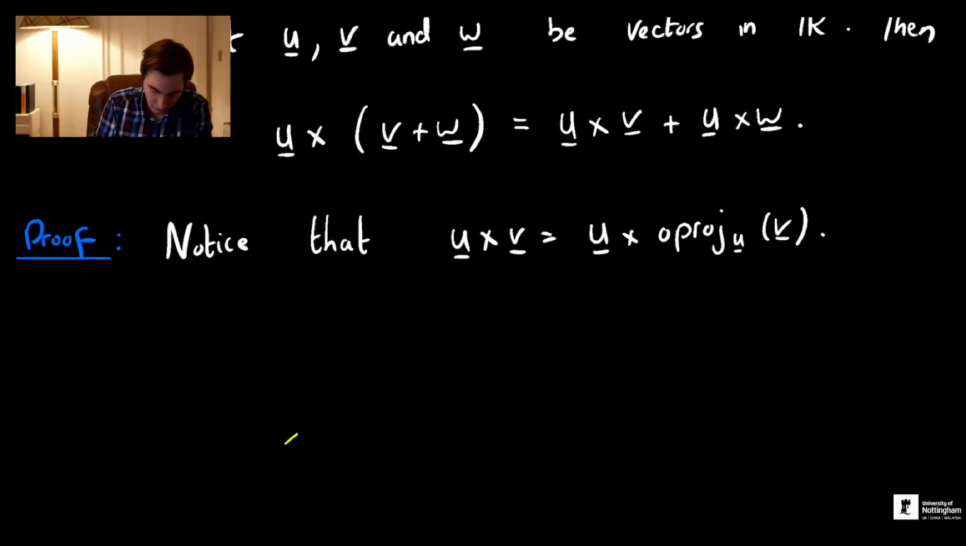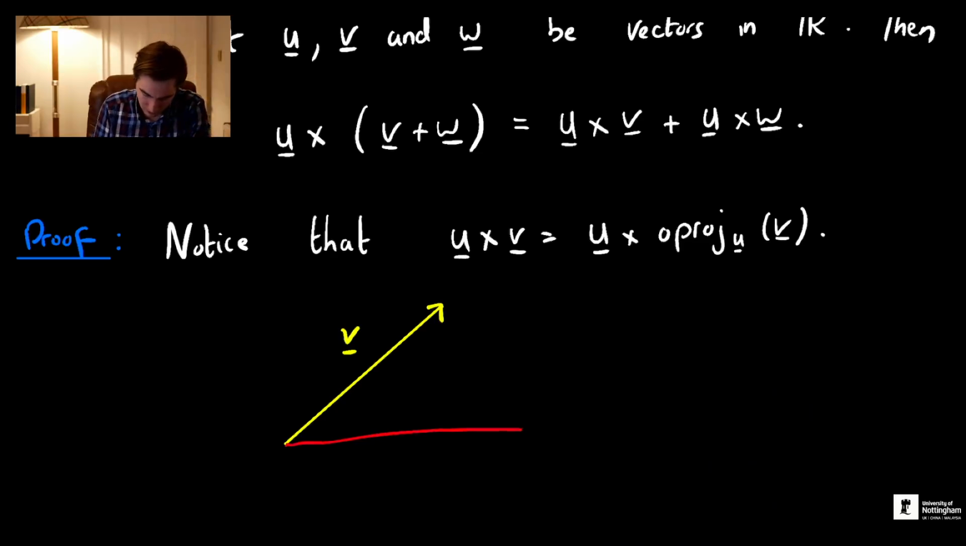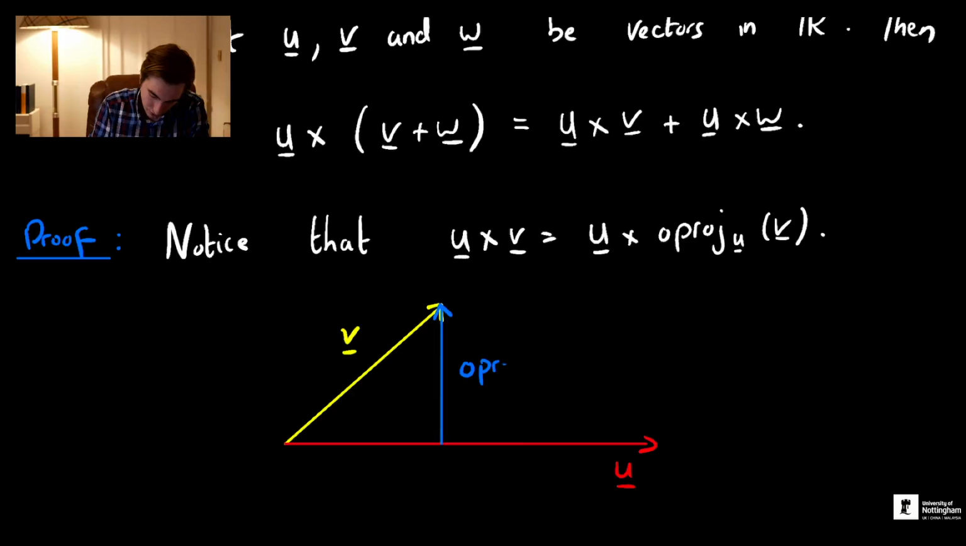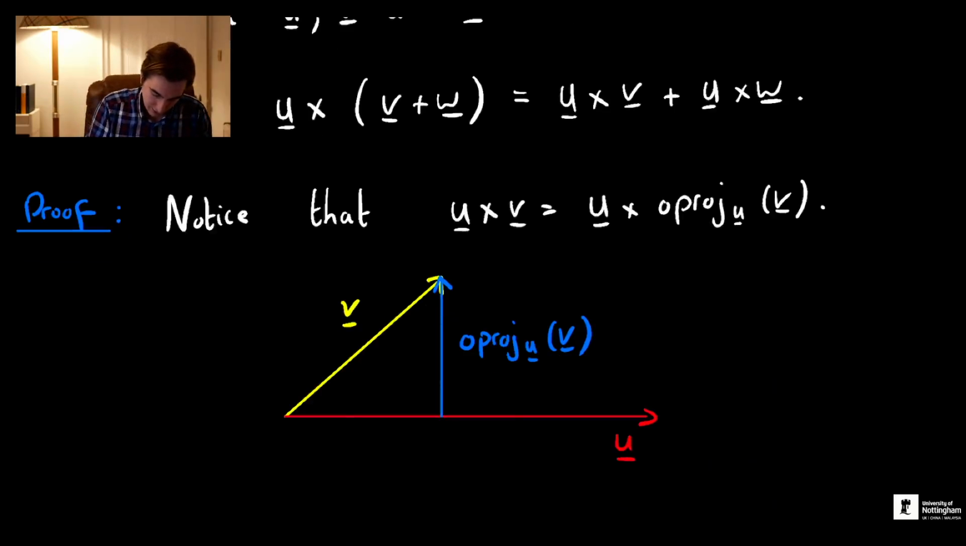We can draw our picture that we had before, where this was our vector V. We can think of this red vector down here as U. And then our blue vector would be this one up here, which is our orthogonal projection of V onto U. And we can also write this angle in here as theta.